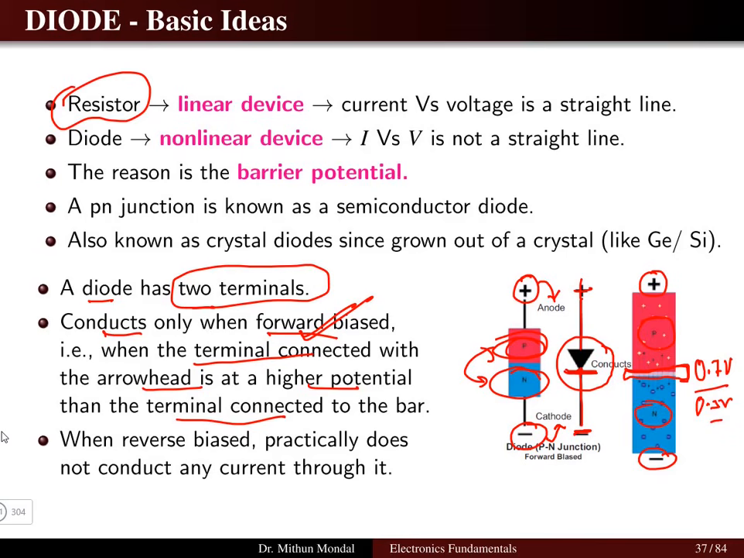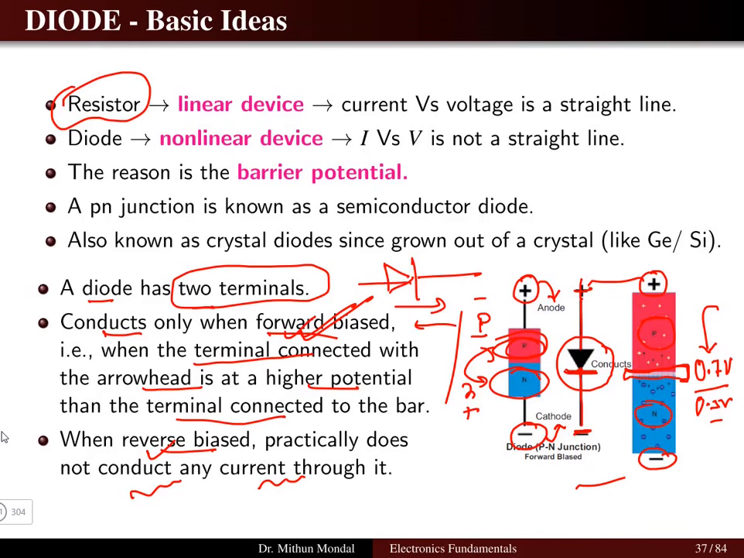So if the applied voltage is more than this barrier potential, the diode will conduct, and in reverse bias there will be no conduction of current. When the p-type material is connected to negative and the n-type to positive, that will be the reverse bias condition. So the diode does not operate in reverse bias; it operates only in forward bias, and it is a unidirectional device, meaning the current will flow only in one direction. The current cannot flow in the reverse direction. So the diode is a unidirectional device.